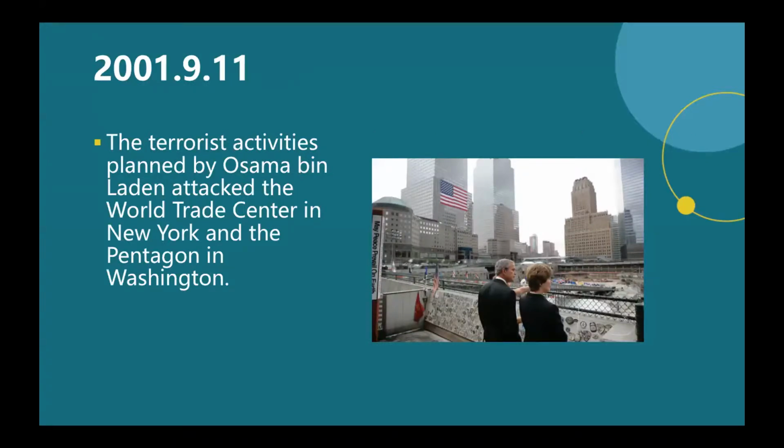Then we're talking about 9/11. This was also an attack by terrorists from Afghanistan. Yes, Bin Laden. Bin Laden controlled this attack, and the World Trade Center was crashed in New York. As you can see, this is Mr. Bush and his wife looking at the place where the Trade Center was crashed. So this is like a museum actually.